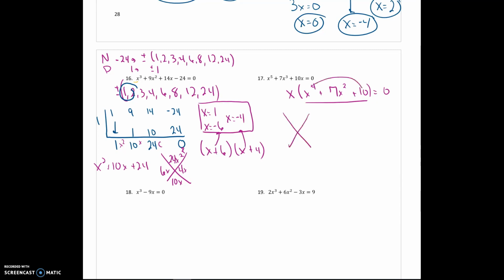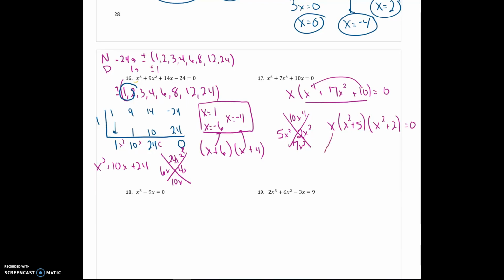So I need factors of 10 that get me to 7, and that would be 5 and 2. And so joining my GCF of x will be x squared plus 5, and, whoops, I left my x squared out of here, and x squared plus 2. And now what makes these equal 0?